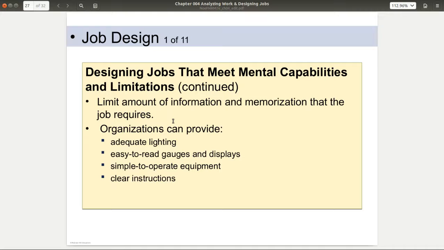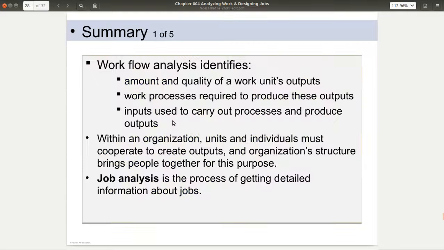We would need to make sure that we are limiting the amount of information and memorization that's necessary. When you start thinking about some of these air traffic controllers for the FAA and things like that, what they do is they split it out where you have this particular part of the sky and this other person has this particular part of the sky instead of a larger piece. They also make it, when it talks about adequate lighting with the FAA and air traffic controllers, it's kind of dark where they're working in their offices, because they're sitting there looking at screens all day long.